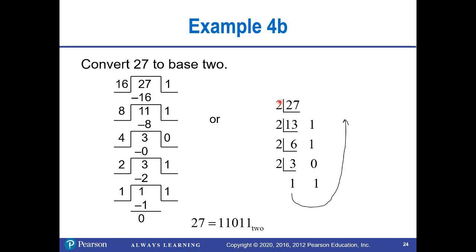We could also do it with this approach, where we divide by 2's repeatedly. So 2 times 13 is 26. We have 1 left over. And then 2 times 6 is 12. We have 1 left over. 2 doesn't go into 3 at all. So we end up with a 1, and 2 goes into that once. I don't like that approach, but if that works for you, use it.